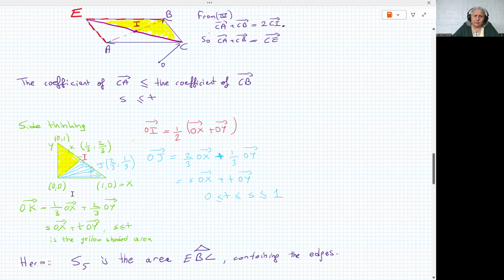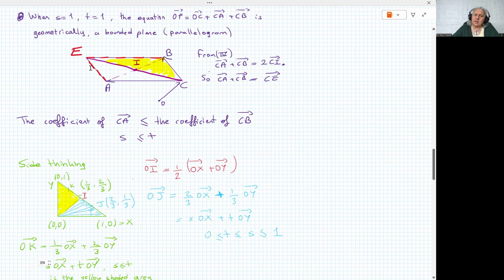This is what it is here. On the other hand, if we take a point here, let's say, for example, (1/3, 2/3), then we can write the vector OK as 1/3 OX + 2/3 OY. Then we see that in this case, the coefficient of OX is smaller than that of OY. So that is this area. So if the coefficient of OX is smaller, then we have this area. It is the same here: if the coefficient of CA is smaller than the coefficient of CB, it will give us this yellow area.